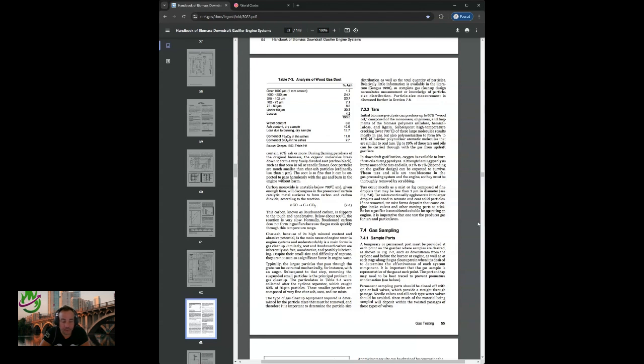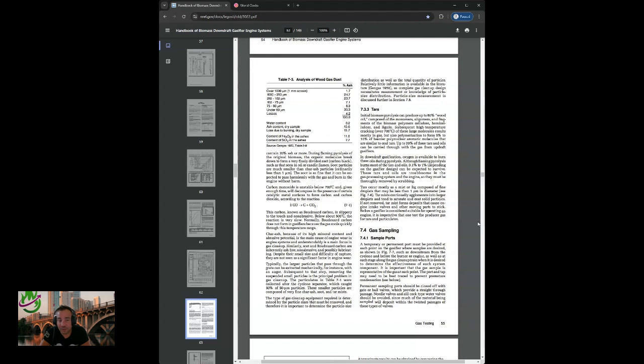The type of gas cleanup equipment required is determined by the particle sizes that must be removed, and therefore it's important to determine the particle size distribution as well as the total quantity of particles. Relatively little information is available in the literature. So complete gas cleanup design necessitates measurement or knowledge of particle size distribution. Particle size measurement is discussed further in 7.8.